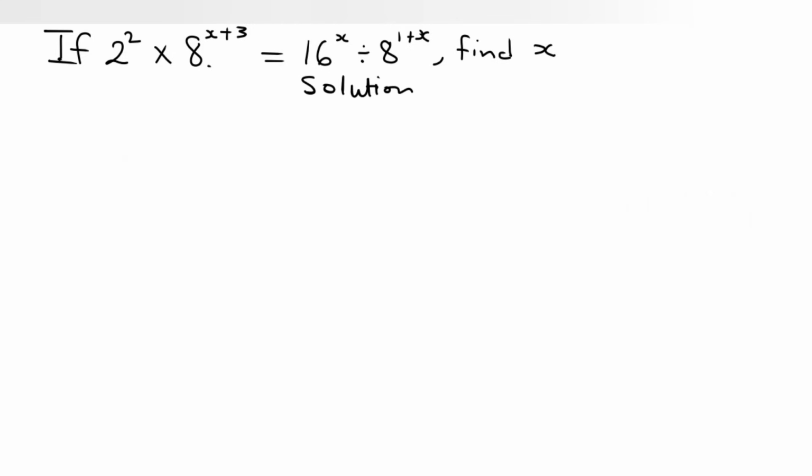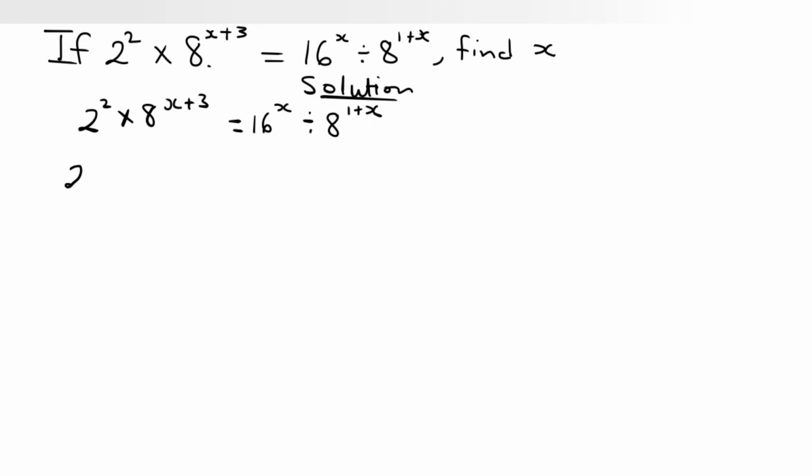Alright, so the question says 2 raised to power 2 multiplied by 8 raised to power x plus 3 equal to 16 raised to power x divided by 8 raised to power 1 plus x. So the first thing we are going to do here is to ensure that we have common base. Here we are having 2, 8, 16 and 8. So we don't want that. We want everything to be 2, the base to be 2. So I'm going to do that now.